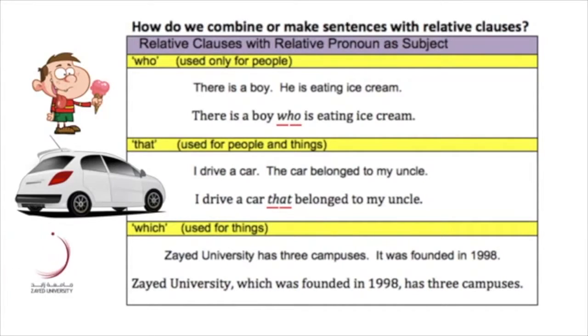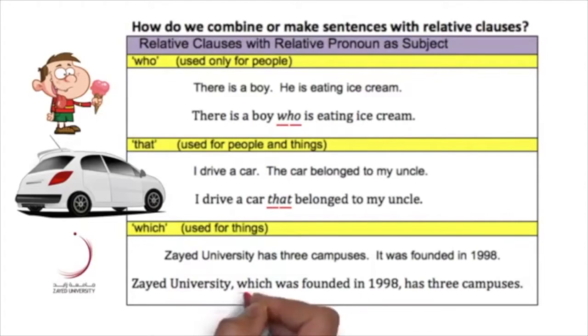Which, used for things. Zayed University has 3 campuses. It was founded in 1998. Zayed University, which was founded in 1998, has 3 campuses. Always remember that relative clauses can come after nouns to give more information about the noun. The information is extra and not always necessary, but it helps to identify nouns and to give more information.